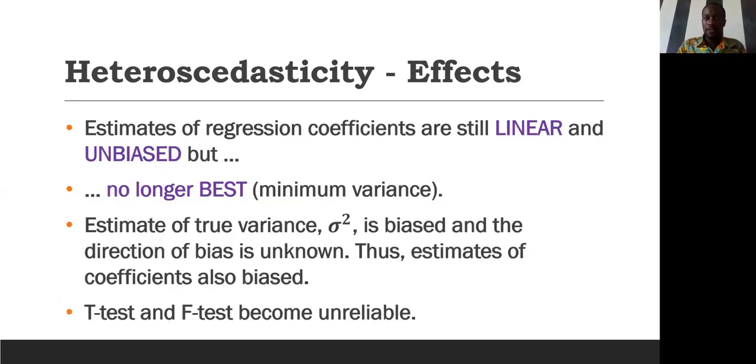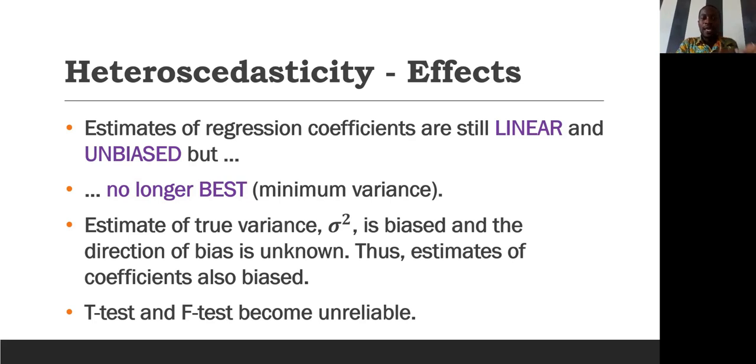So what are the effects? The effect is that the regression coefficients that you estimate are still linear and still unbiased, but they are no longer best because the variation is not the same. So it no longer has a minimum variance. That is also a problem. We need to minimize our sum of squared errors all the time in regression models. So no longer best, no longer having a minimum variance.